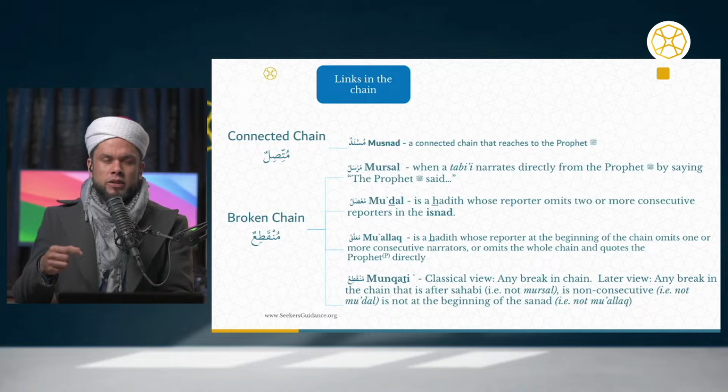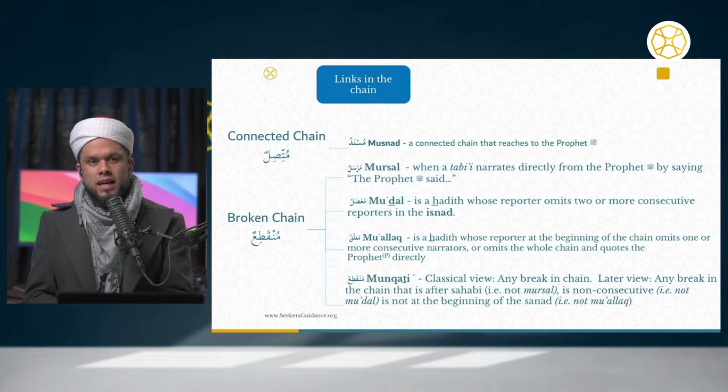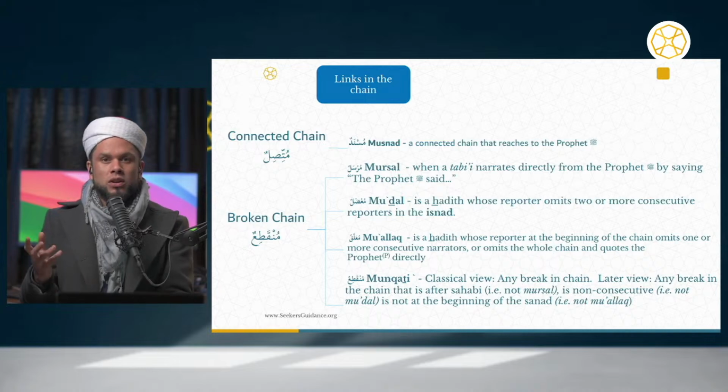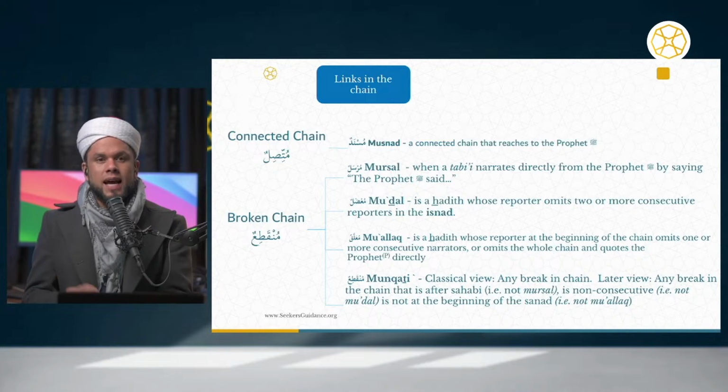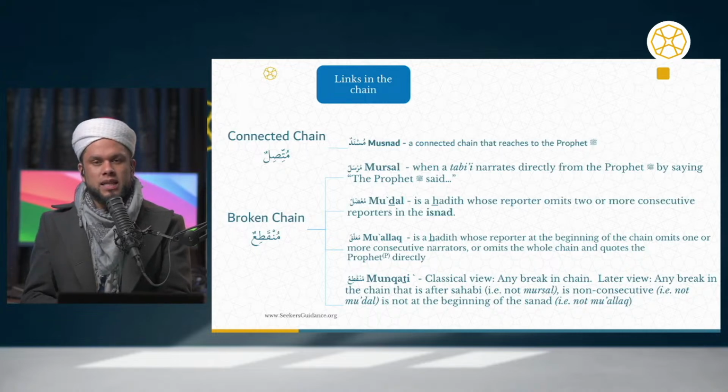So it's impossible for a tabi'i to directly transmit from the Prophet ﷺ. But what happens when a tabi'i does this? So the tabi'i, let's say for example, Hasan al-Basri, radiyallahu ta'ala anhu, says, "Qala Rasulullah ﷺ," or he says "'an Rasulillah ﷺ," or he says it has reached me from the Prophet ﷺ.